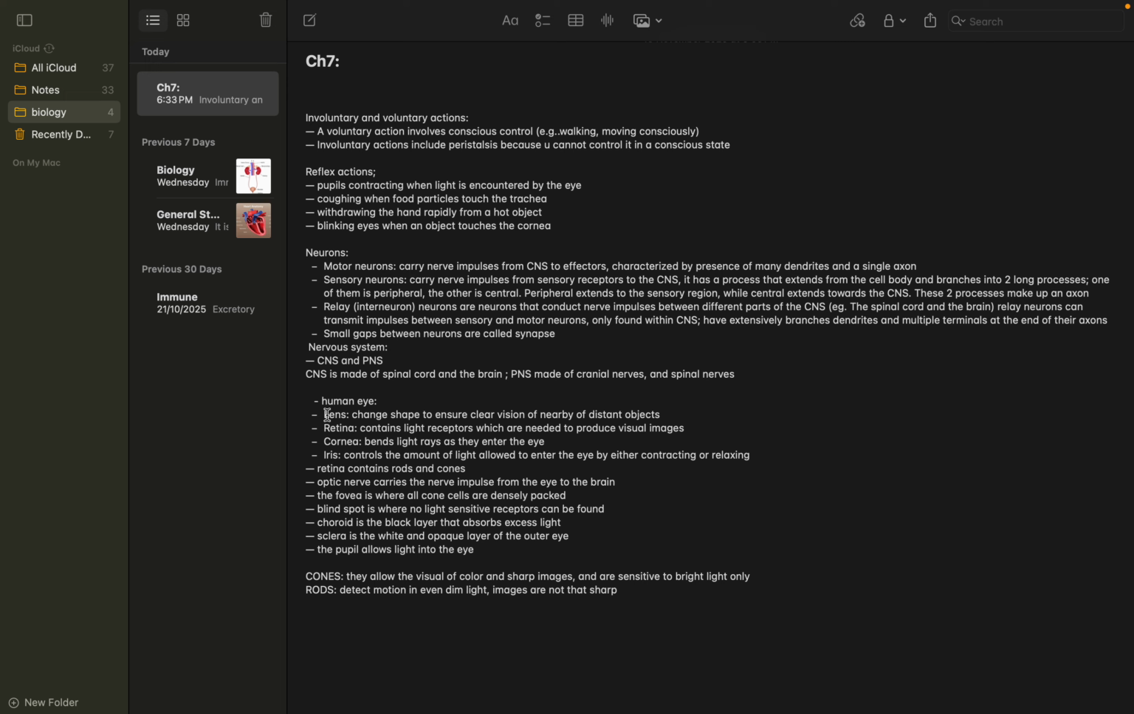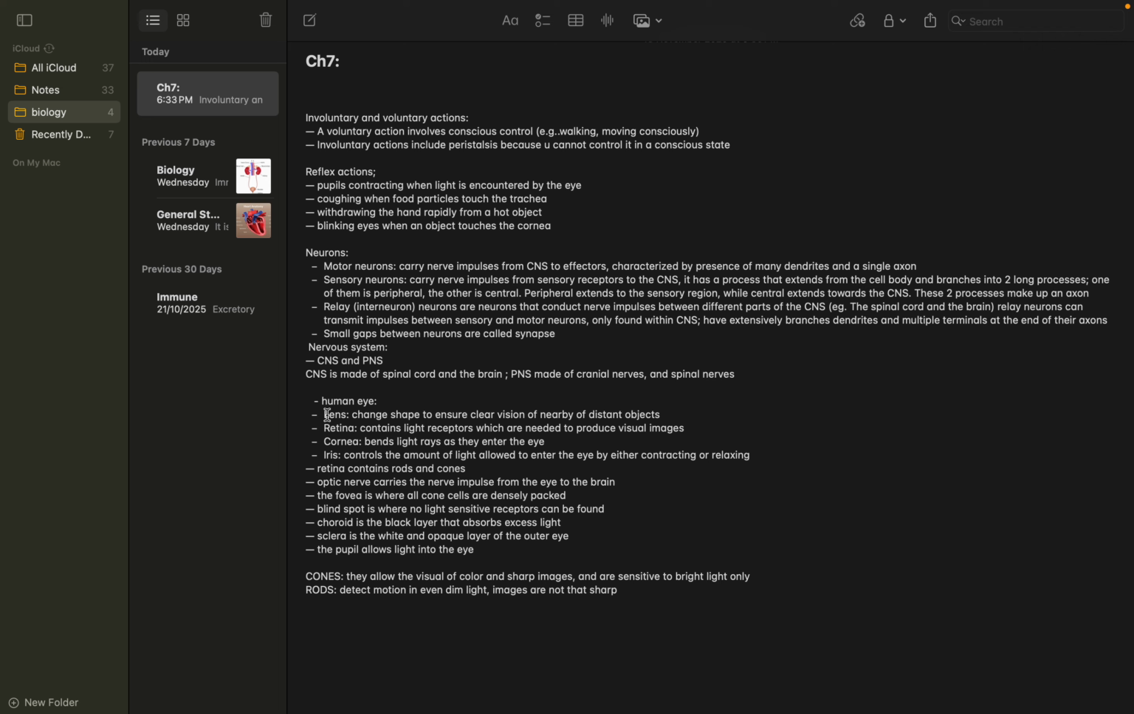They include when your pupils contract when the light is encountered by the eye. That's a reflex action by your pupils because the light is shining at it, and your pupils have a reflex and they contract. Coughing when food particles touch the trachea. So if you choke or if any food particle goes near your windpipe or the trachea, you cough as a reflex to get it out.